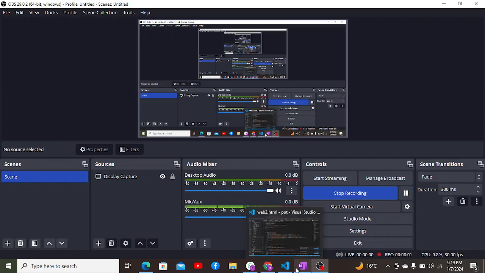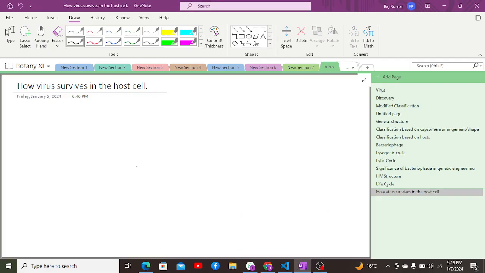Greetings everyone, and today we are going to discuss how viruses survive in the host cell. Basically, there are six major ways in which viruses survive in the host cell. The first way includes affecting the complement system.